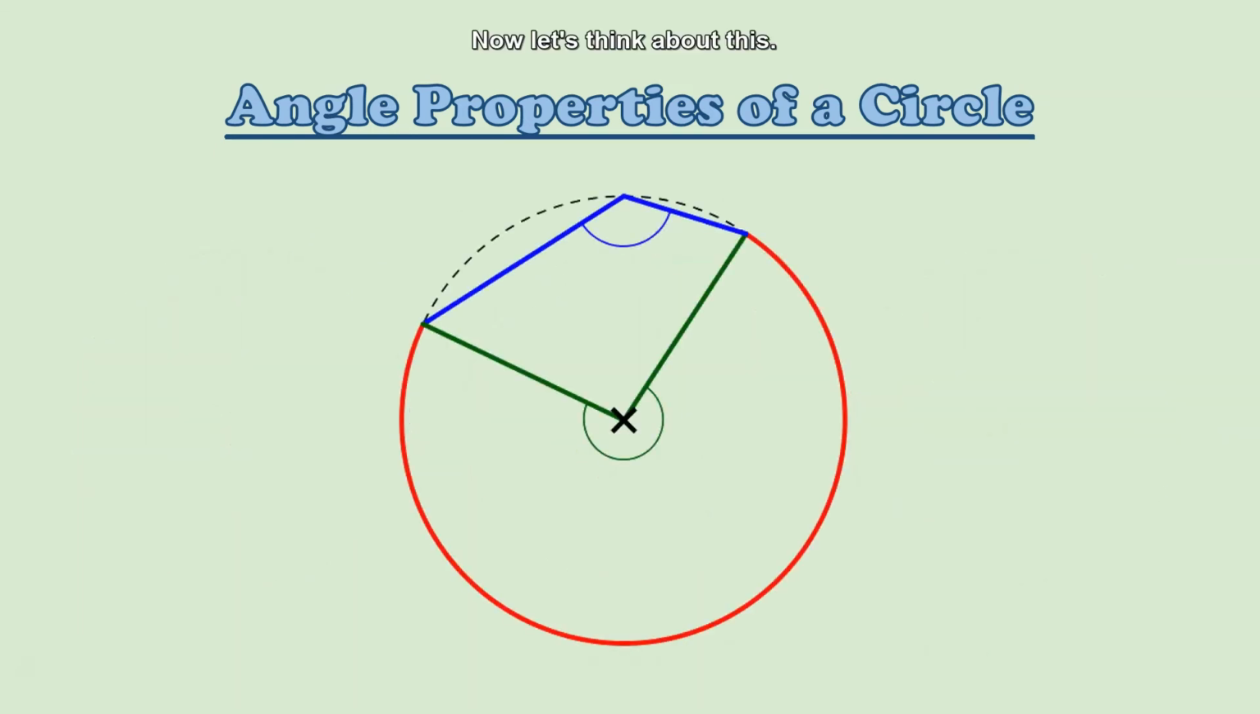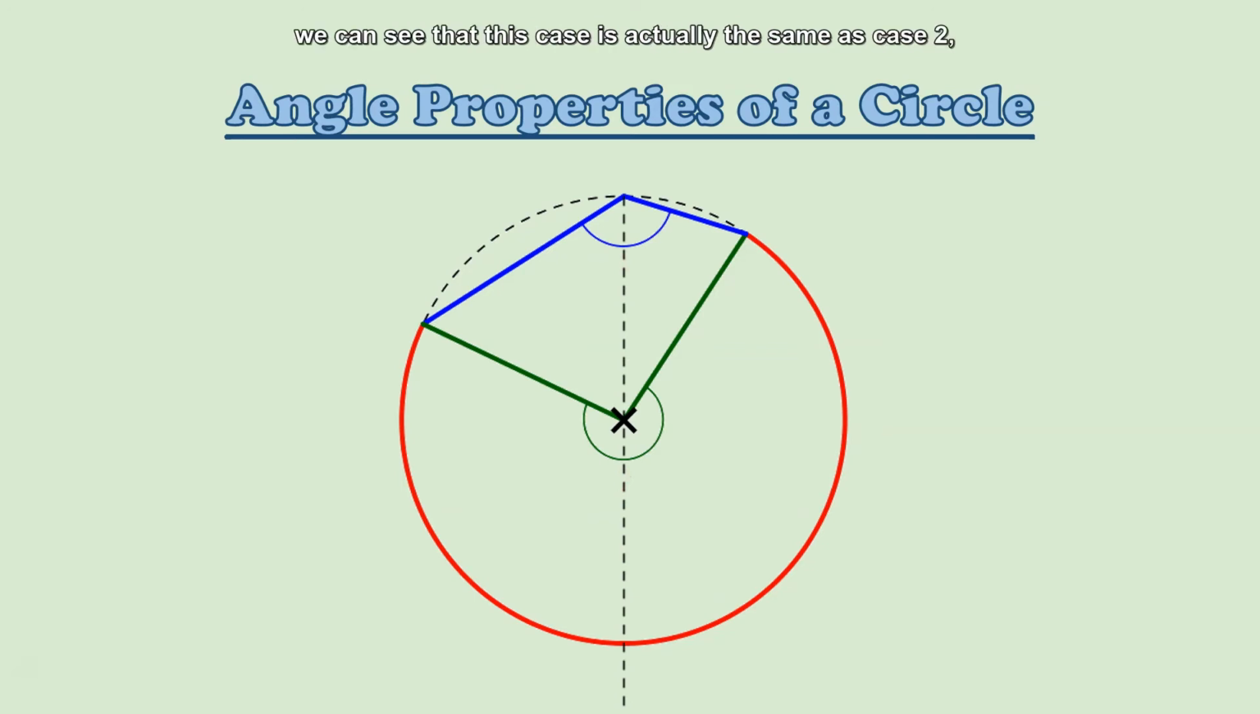Now let's think about this. If the angle at center is a reflex angle and the angle at circumference is x, what is the value of this reflex angle? Can we still apply angle at center twice angle at circumference when we have a reflex angle? If we consider a line joining the center, we can see that this case is actually the same as case 2, even though we have a reflex angle in this case. Therefore, it is still true that the angle at center is twice the angle at circumference, and this reflex angle at center should be equal to 2x.